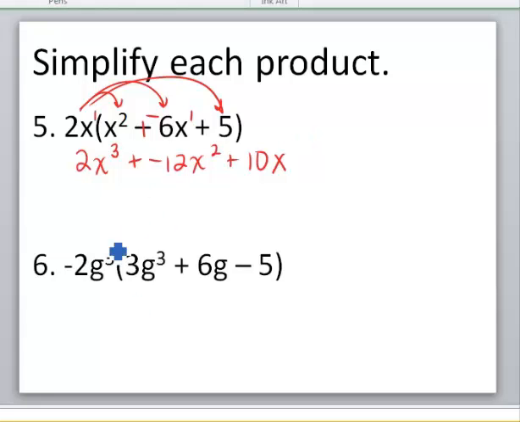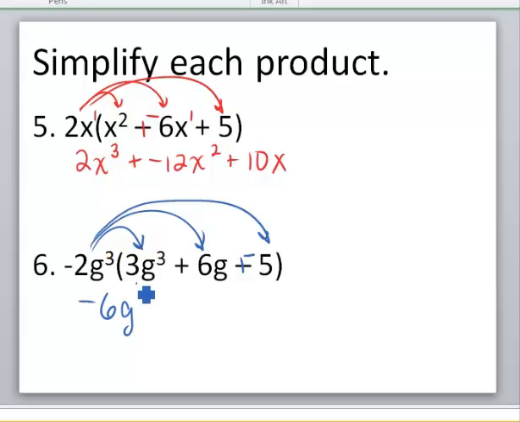Number 6. Distribute again. So I have negative 2 times 3, which is negative 6. G to the third times g to the third is g to the sixth, because that's 3 plus 3. Plus negative 2 times 6 is negative 12. G to the third times g to the first is g to the fourth. And then negative 2 times negative 5 is positive 10. Carry my g to the third through.